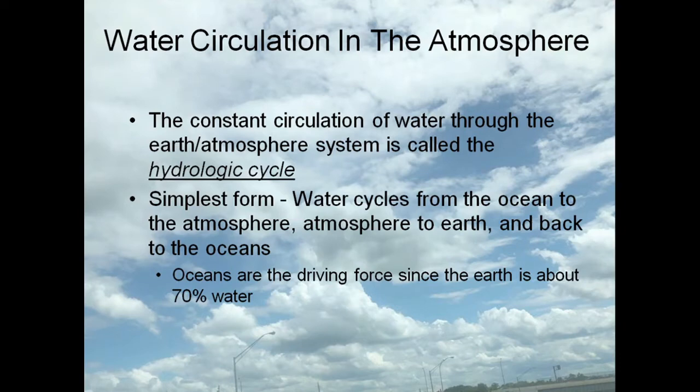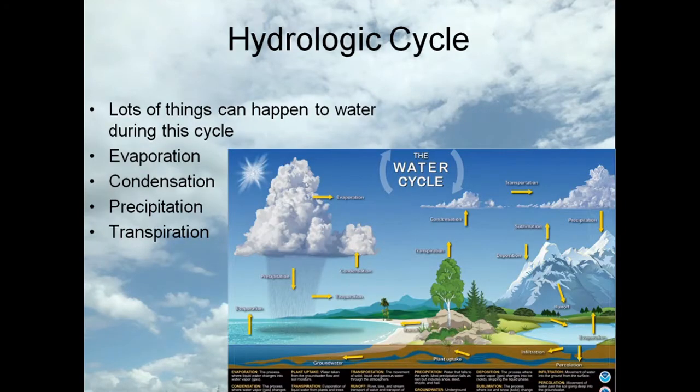Oceans are the driving force since the earth is about 70% water. During the hydrologic cycle, lots of things can happen to the water: evaporation, condensation, precipitation, transpiration. So with evaporation, the oceans evaporate, and that water vapor goes into the air and condenses onto dust particles, salt, smoke, pretty much any particle in the air, and creates clouds.